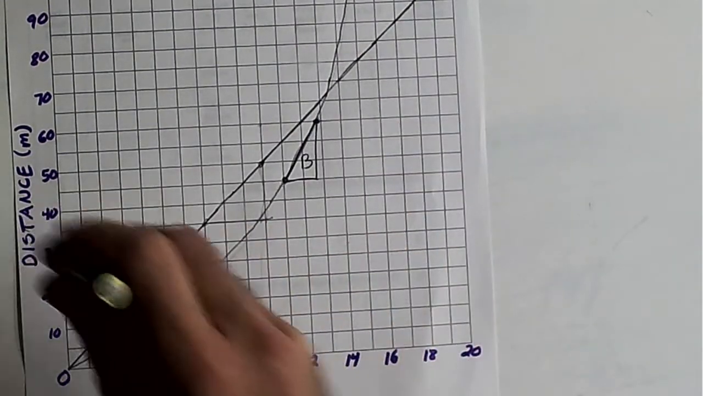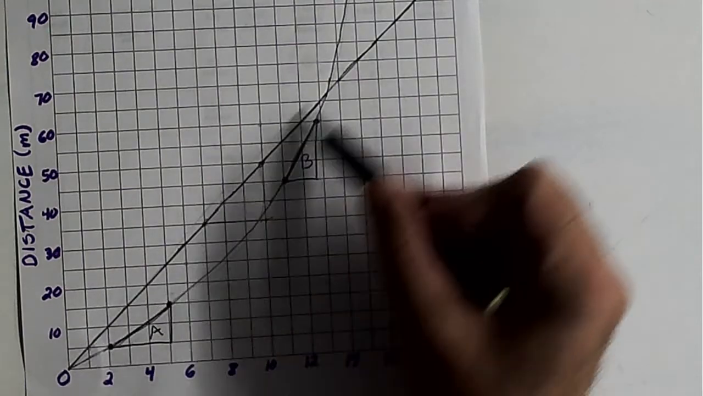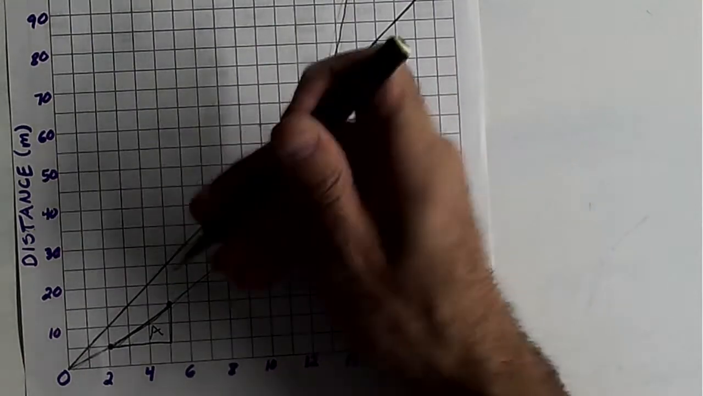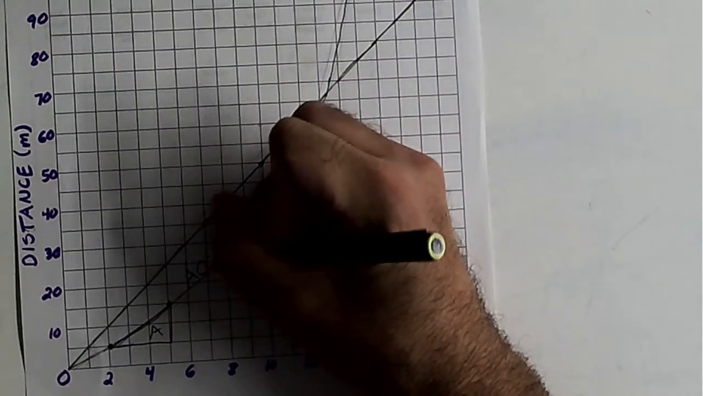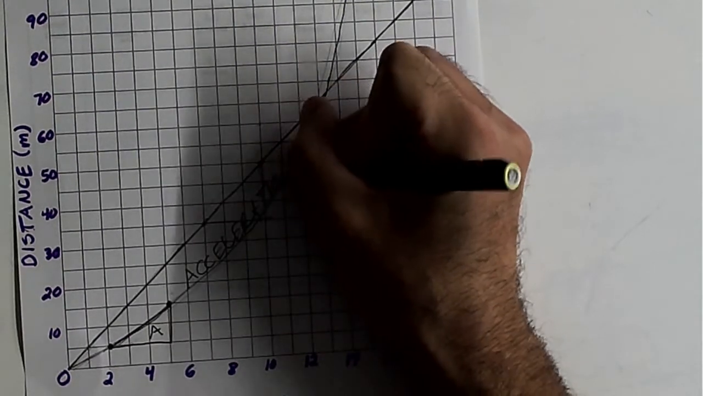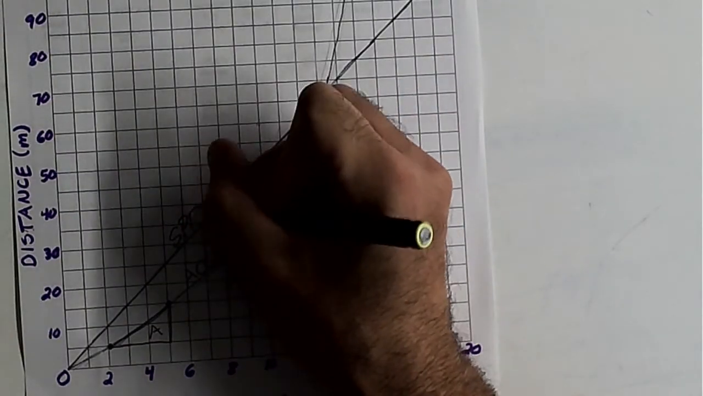Okay, so on a distance versus time graph, a straight line is constant speed. On a distance versus time graph, if you get a curve, it's accelerating. Acceleration, speed.